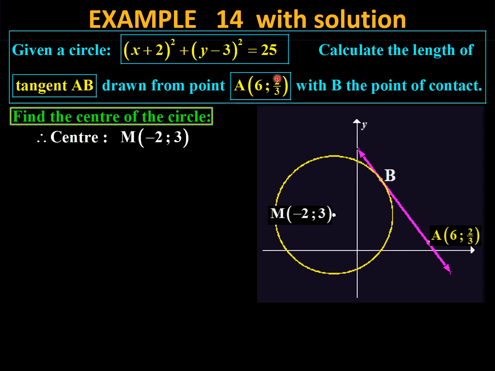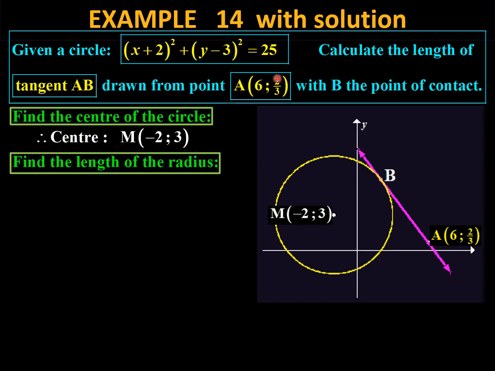Now we want to do this. If I want AB, I need to find the length of the radius. What is the radius? MB, but we don't have B. How can we find?